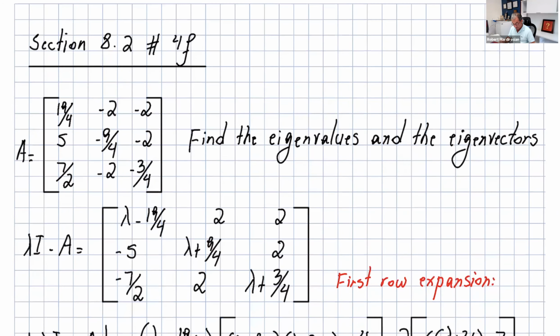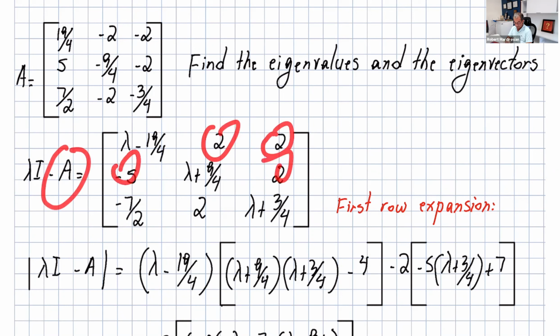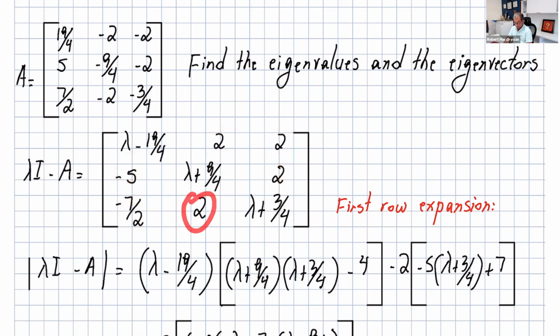So to find the eigenvalues first, we need this matrix lambda I minus A, or you can do A minus lambda I. Doesn't make a difference. Please watch my previous recordings on finding the eigenvalues. And I did lambda I minus A. So if you do that, you get lambda minus 19 over 4. And since it's minus A, you change the signs of all the other entries. And this becomes lambda plus 9 over 4 and lambda plus 3 over 4 here.